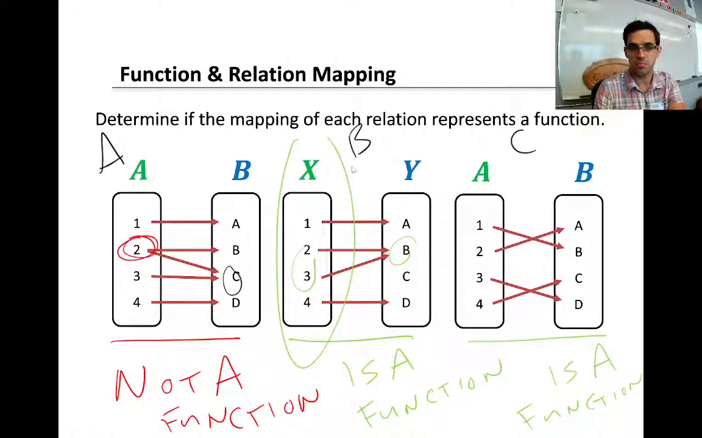In example B, each input has only one arrow coming out of it, which means that each input is mapped to exactly one output, so that is a well-defined function. So this is a function. 2 and 3 both map to the same output, and that's okay. That's still a function. It's just the other way around that doesn't work. Example C is a function because each input maps to exactly one output.